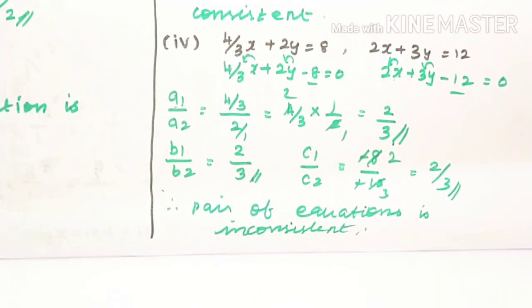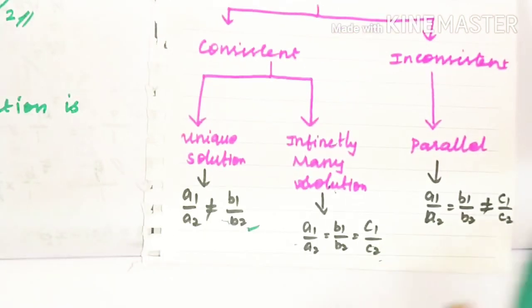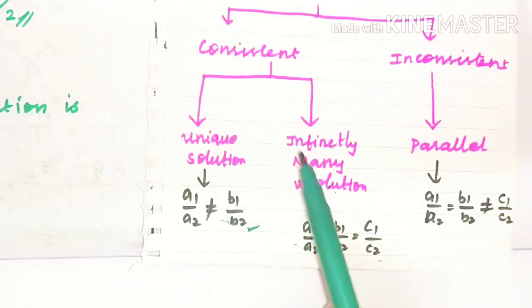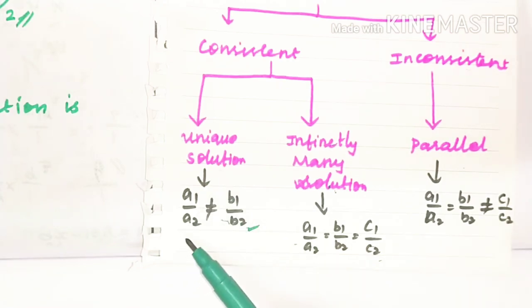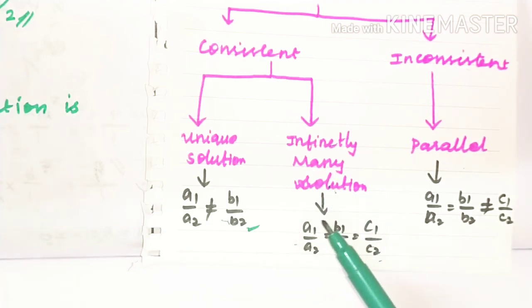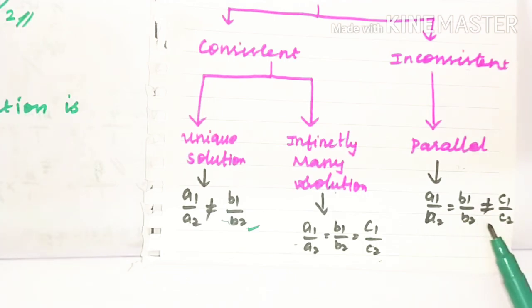So what you have to do, you have to memorize this concept: linear equation, consistent and inconsistent. Consistent means unique solution is also consistent, infinitely many solutions is also consistent. Parallel equations, we can say it is inconsistent. The unique solution coefficient condition is a1 by a2 not equal to b1 by b2. The infinitely many solution coefficient condition is a1 by a2 equal to b1 by b2 equal to c1 by c2. The parallel line condition is a1 by a2 equal to b1 by b2 not equal to c1 by c2. So memorize this concept and you can do the sum easily. Thank you.